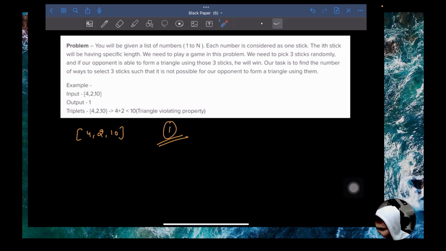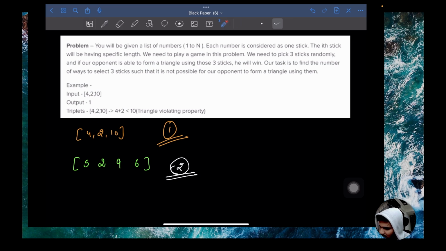Okay. Whereas if you have an array like 5, 2, 9, 6, let's say you have this array, and now in this array you have to figure out in how many ways I can pick the 3 sticks such that we cannot form a triangle out of it, so that we win. There are going to be 2 ways. What are the 2 ways? Let's try to figure it out.